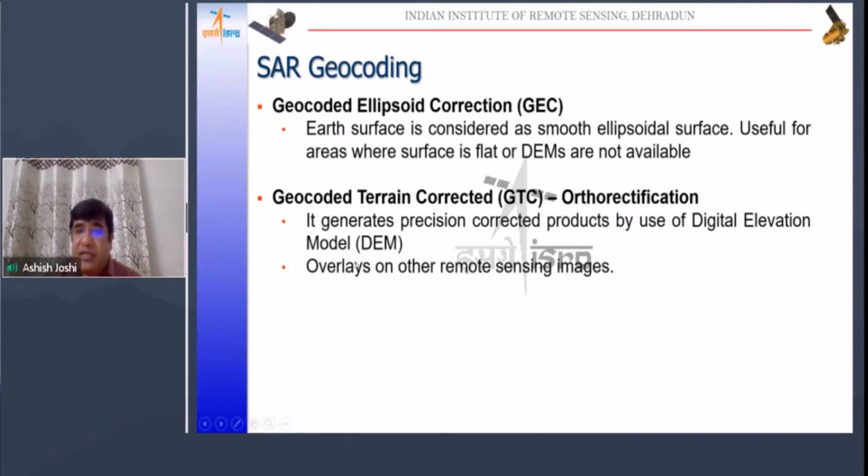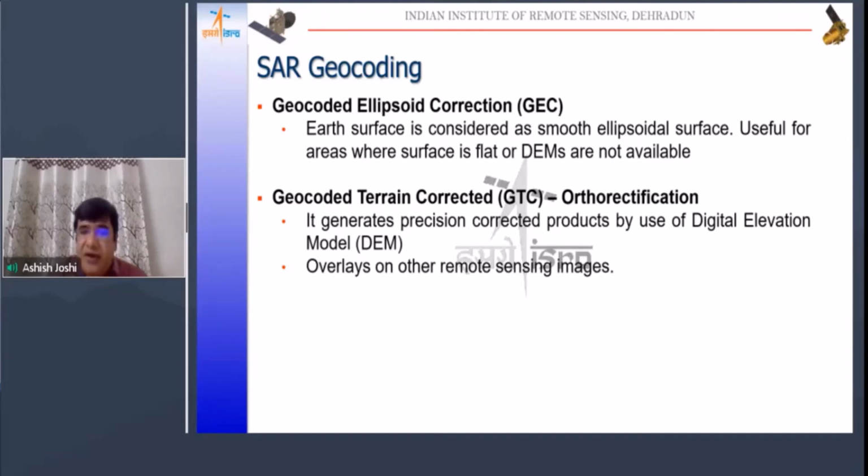So what is the digital elevation model? It contains the Z values of the terrain. So for the geocoded terrain corrected products, we are using the DEM to correct the geometry of the SAR images. Okay, so these orthorectified or geocoded terrain corrected products can be overlaid with other remote sensing images. That means if we have any other optical image, any multispectral or hyperspectral image, then the geometrical accuracy will match with that remote sensing image, and they will exactly overlay between the different images.